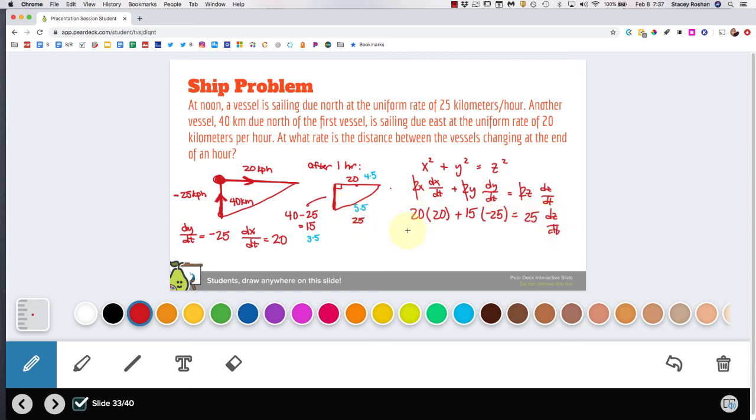So my final answer, and you better believe I'm not simplifying this one, is going to be 25 over 20 times 20 minus 15 times 25. And my units are going to be kilometers per hour. Boom. Great. That's my final answer.